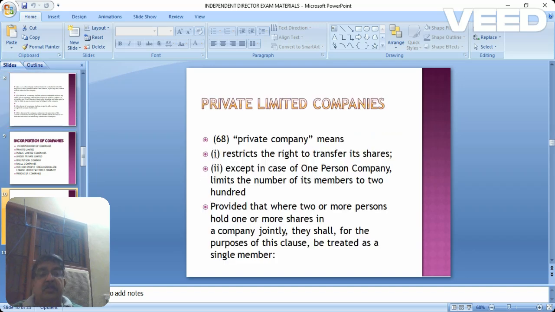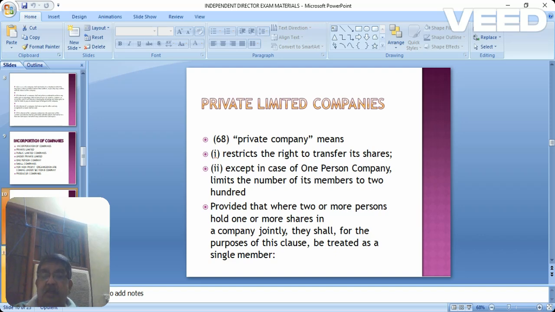Private limited companies: we are going to give a brief of a private company. A private limited company means a company which restricts the right to transfer its shares and, except in case of a one-person company, limits the number of its members to 200. Provided that where two or more persons hold one or more shares in a company jointly, they shall for the purpose of this clause be treated as a single member. There are also some exceptions, which we will discuss later.